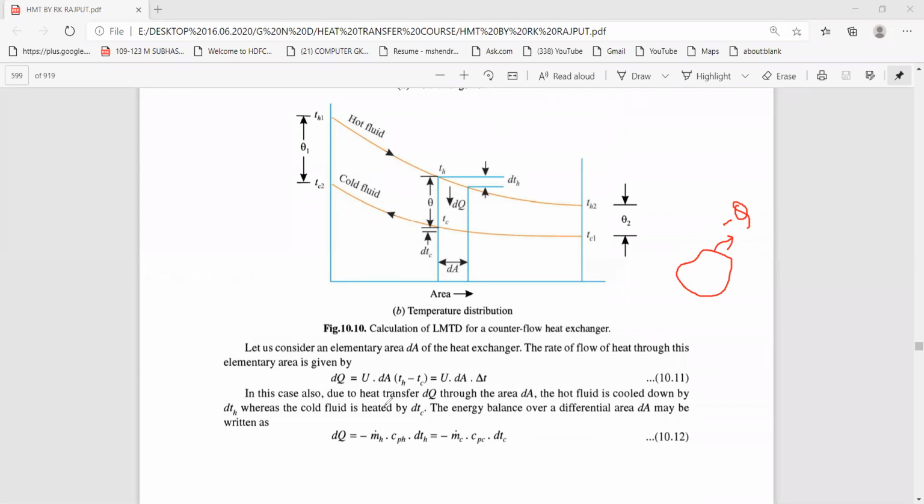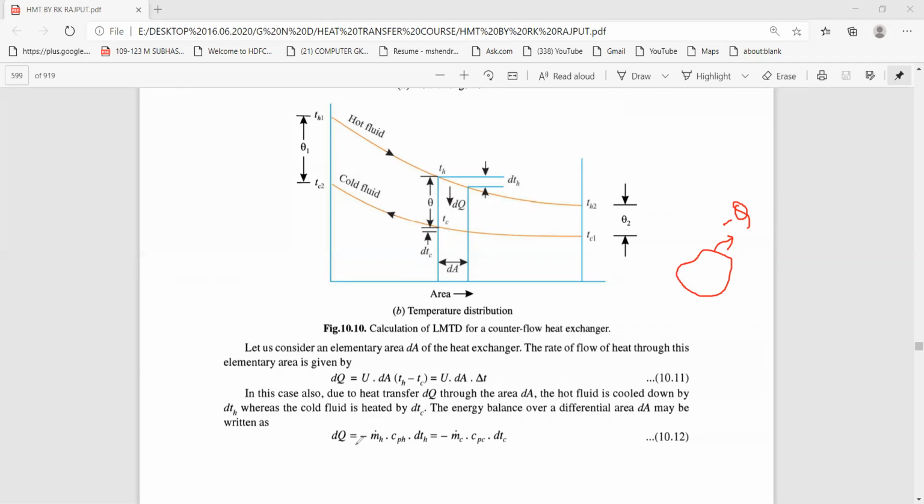I repeat, as the hot fluid is losing its heat to the other fluid, and if we consider the hot fluid as a system, then from the thermodynamics point of view, the heat lost by the system is arbitrarily considered as negative. So that's why we have taken the minus sign here. This is very important in the derivation, and this will be the turning point for your derivation. So please don't make any mistake in this sign convention.